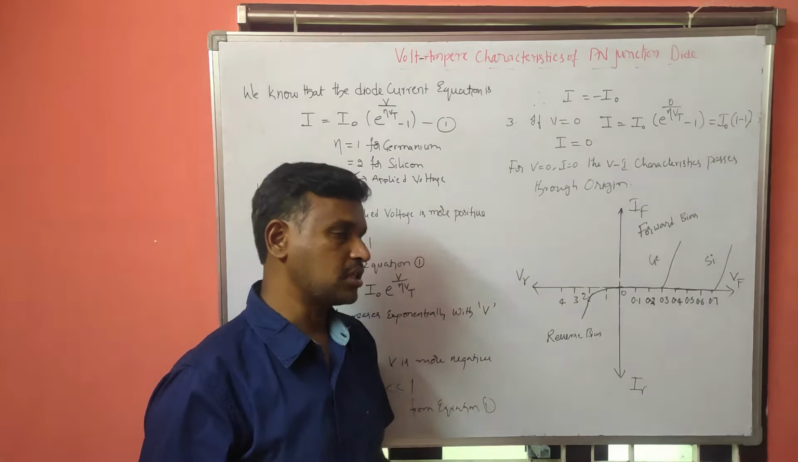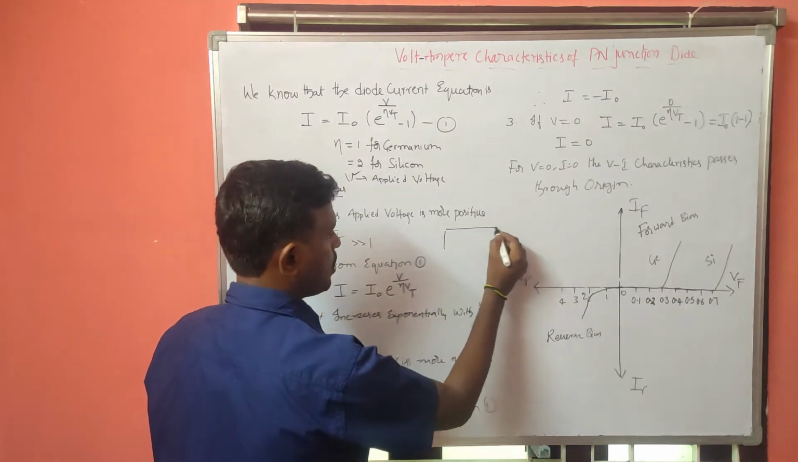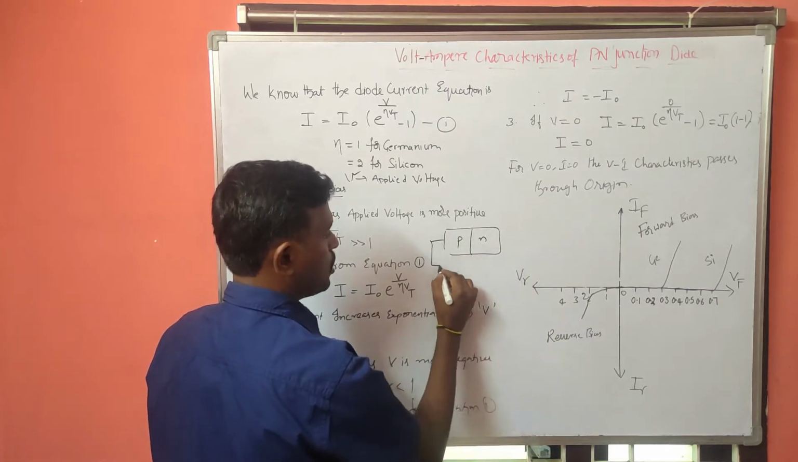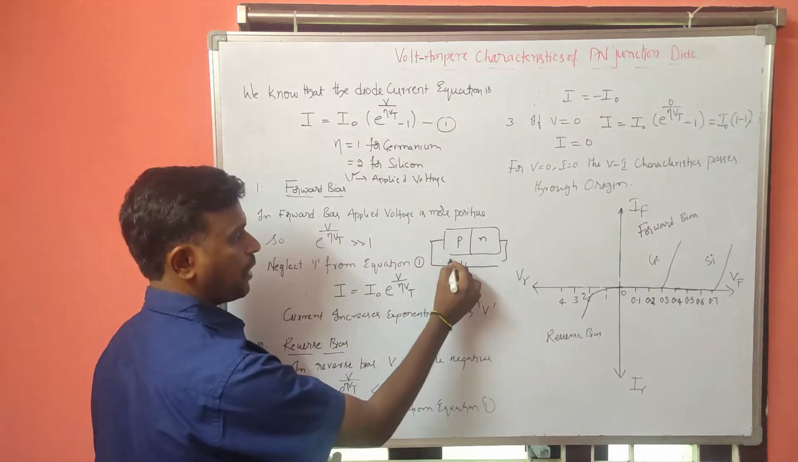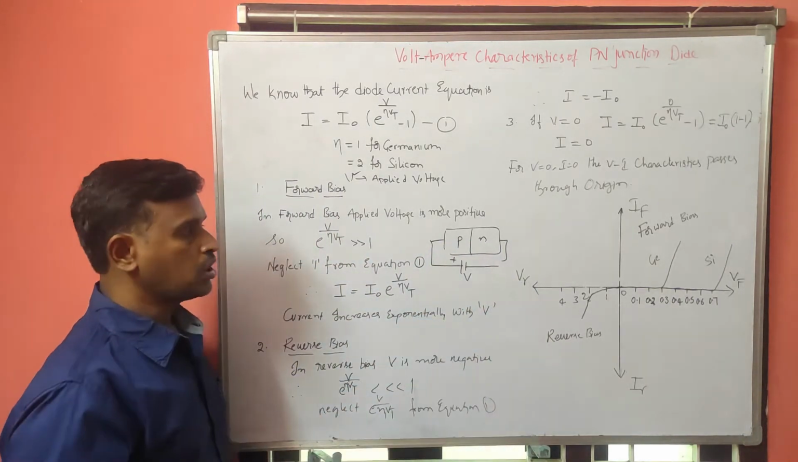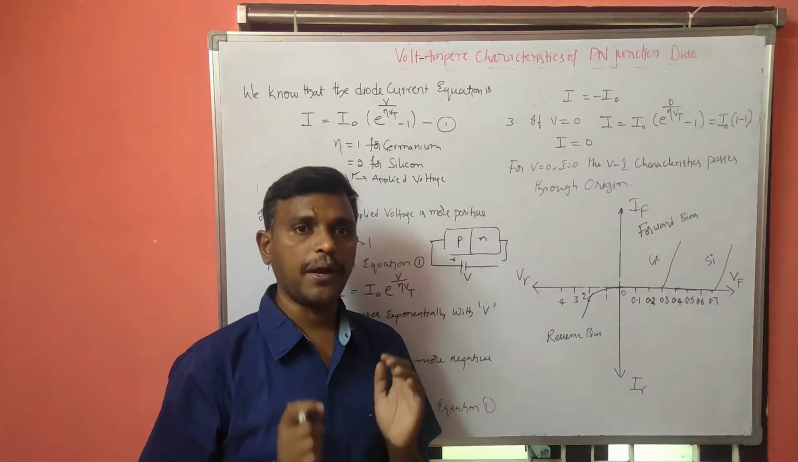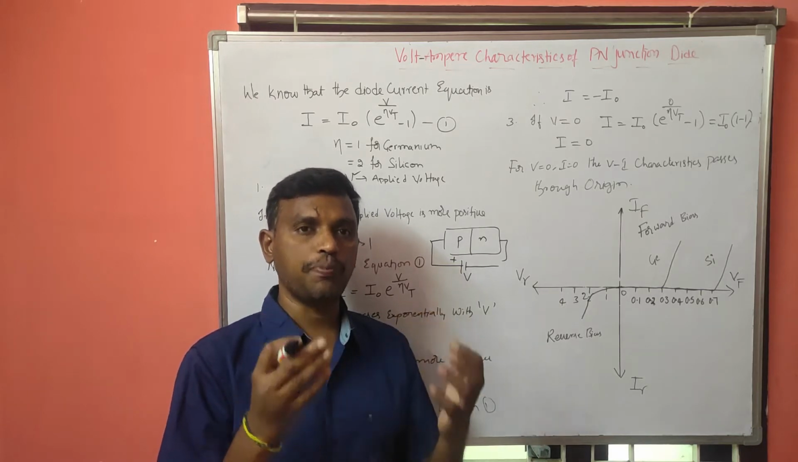So first I will consider the forward bias condition. So what is forward bias means? Here if you consider the diode, this one is the P and this one is the N. Here we are applying the positive voltage for the P. So that means in the forward bias the applied voltage is maximum and it is a positive value. Okay, it is more positive.